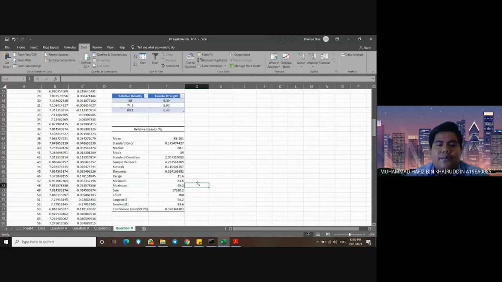So the values that we can predict in the future are between the minimum and the maximum from the descriptive statistics, which is 83.6 till 95.2. Thank you.